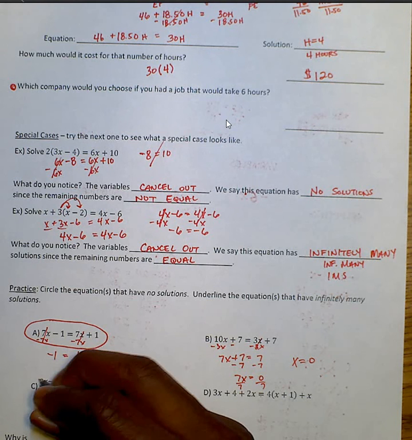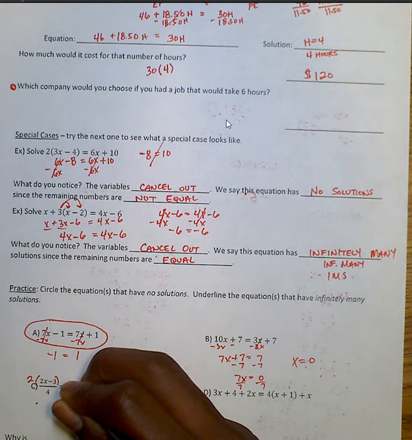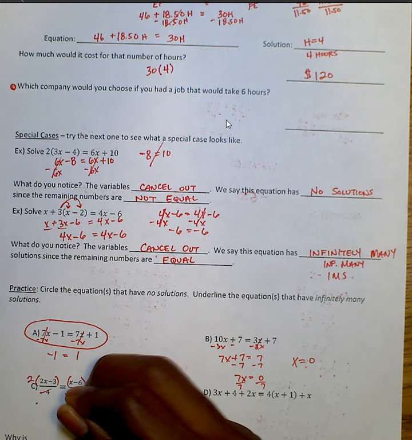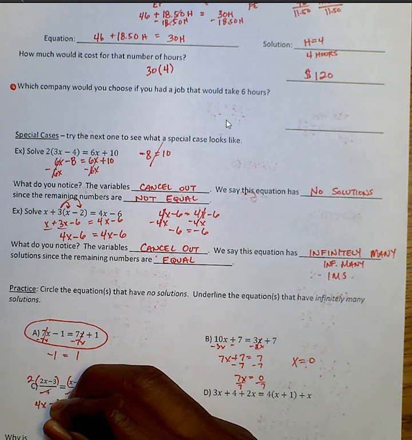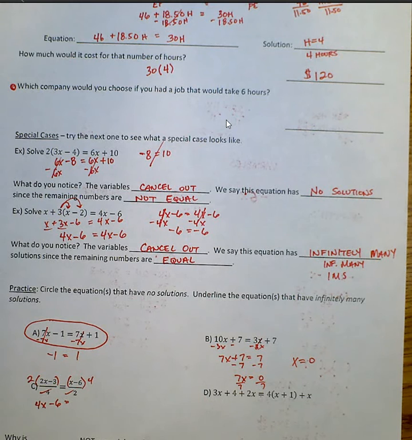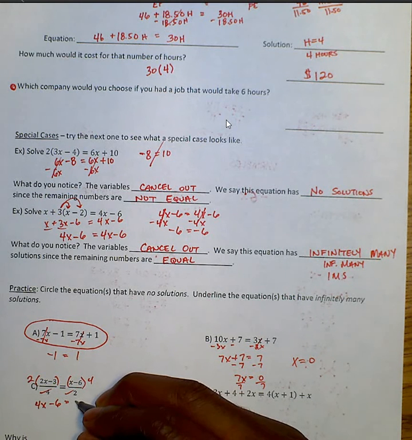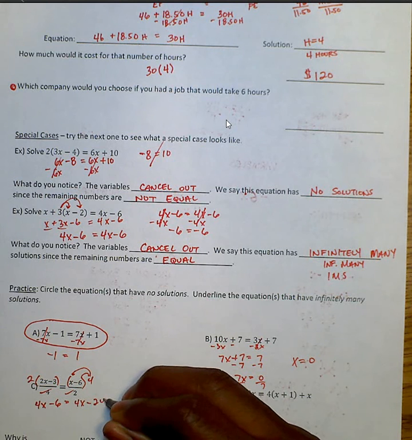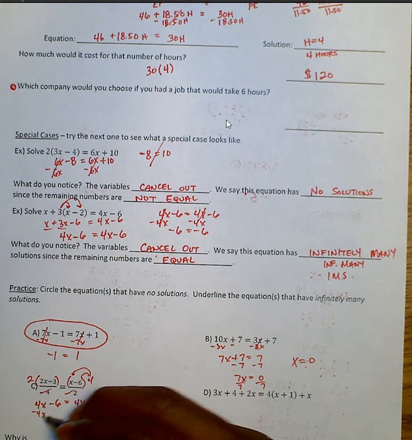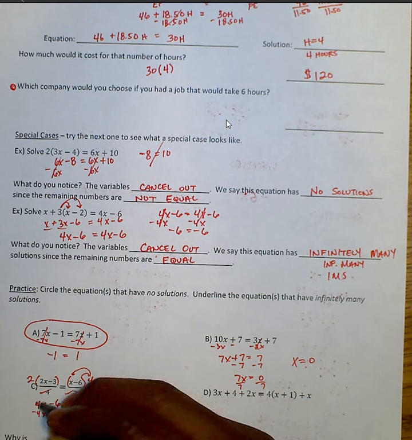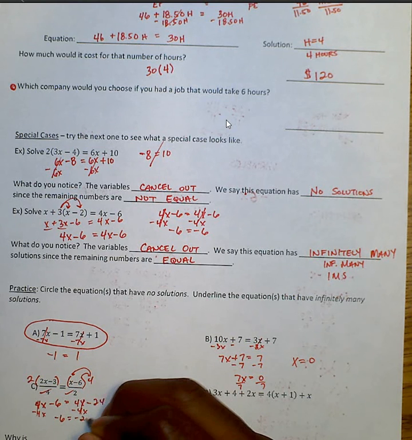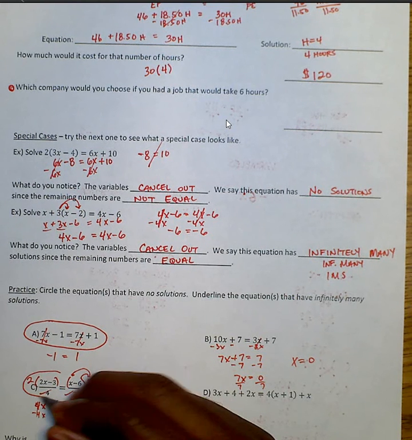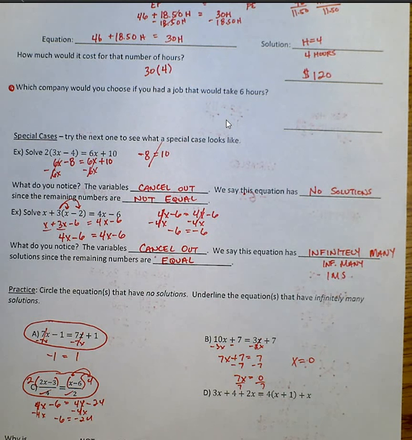X equals 0. Okay, C, I will cross multiply, and when I do, I get, just for space, I'm going to write this up here. I get 4x minus 6 equals 4x minus 24. Subtract 4x from both sides, and I'll get negative 6 equals negative 24. This is no solution. It asks me to circle no solutions.